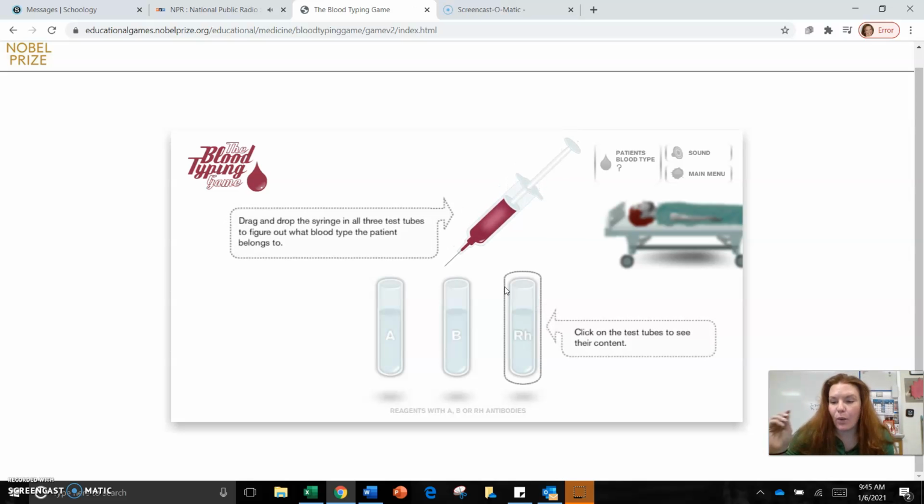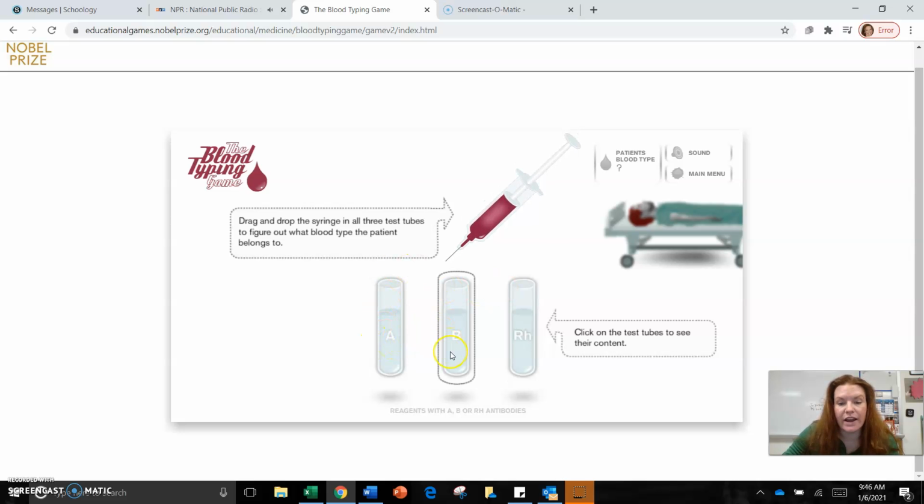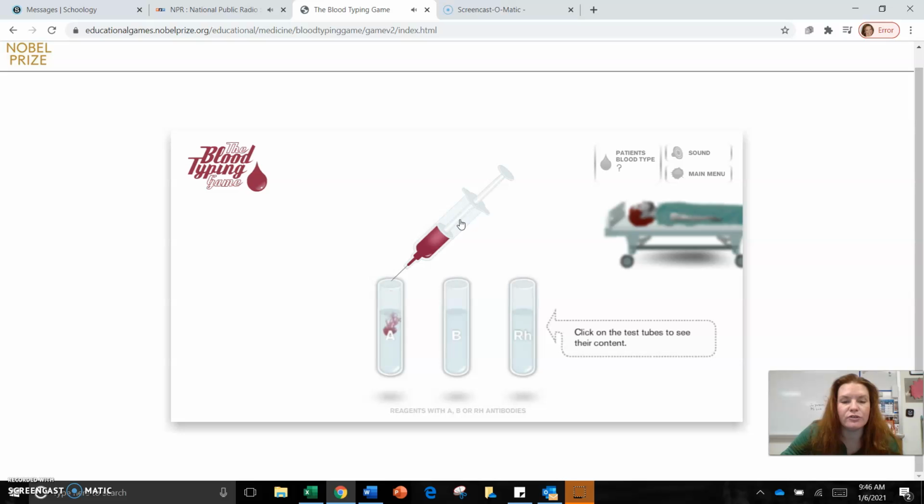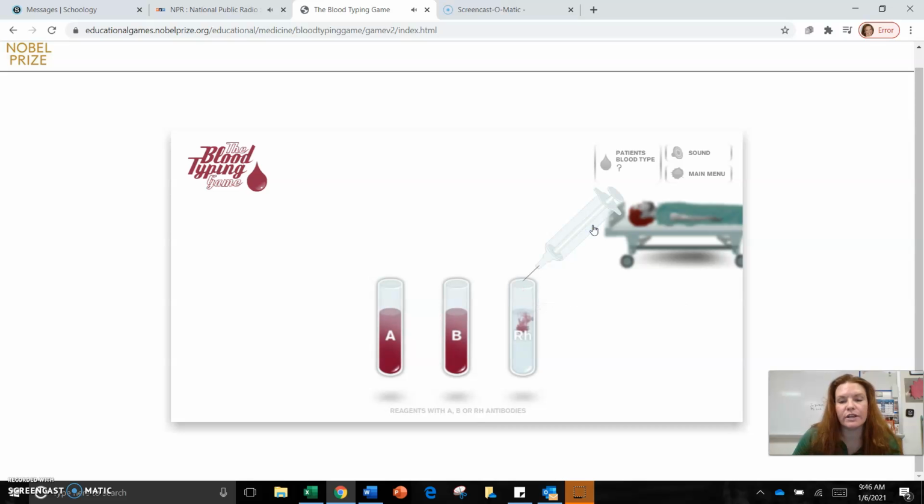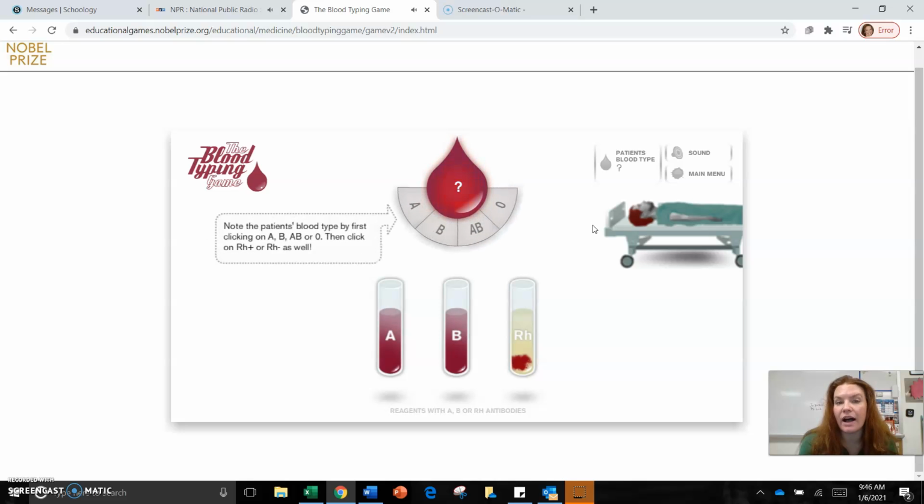Okay, so when we talked about the antigens, they are the proteins that are on the outside of the red blood cells. And you can have up to 3 types of antigens on your red blood cells. You can have A antigens, you can have B antigens, or you can have RH antigens, and the RH is what makes your blood positive or negative. So I'm going to put a drop of blood in each of these vials. And what we're looking for is to see if they clump or not. If they clump, that means that that's a positive reaction.